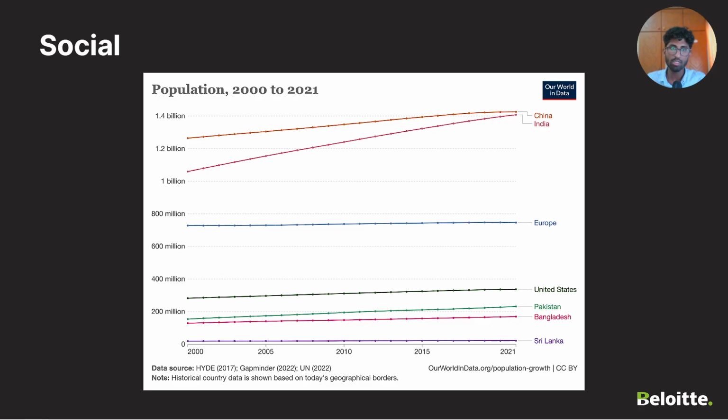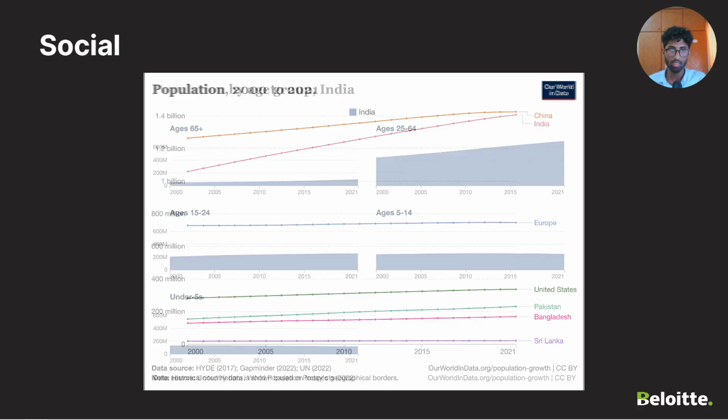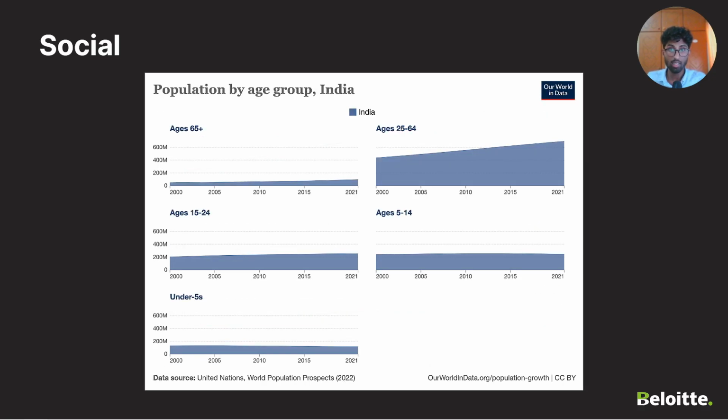Now, India's population has boomed, especially over the past few decades. And since 2000, it has increased dramatically. And the main thing is how the working population, that is ages 25 to 64, has increased dramatically. Now, what is the advantage of this? We'll come back to that in the SWOT analysis.